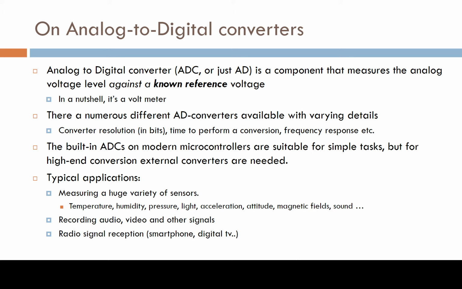When you're talking about microcontrollers, what kind of A to D converters do they have built in inside? They are usually good for simple tasks like measuring a line voltage, but not really good at, say, any high-end conversion. For example, getting audio signals in. For that, there are separate A to D converters available.